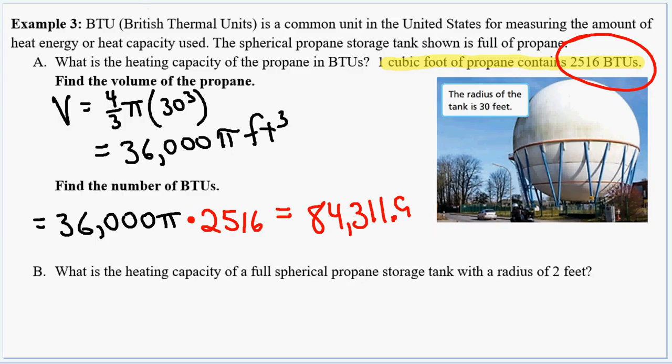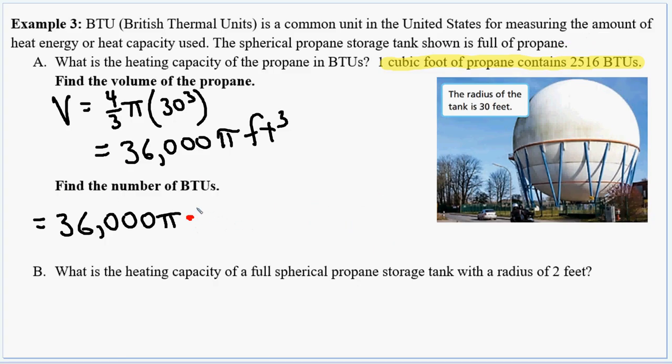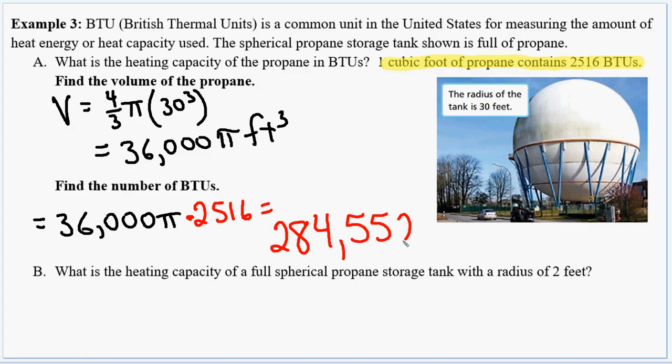Back up. I screwed up. I was looking ahead at my notes. So the 36,000 pi times the 2516, that was right. But when we multiply that, we're going to get 90,576,000 pi. And when we multiply with the pi key, the answer is 284,552,896.2 BTUs. There we go. That's a huge number. It is a huge tank with a 30-foot radius.